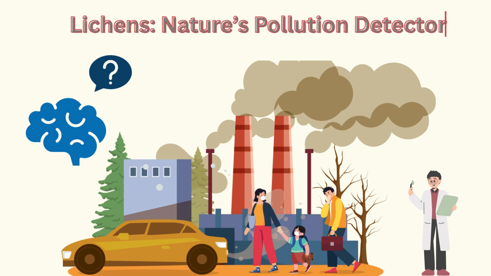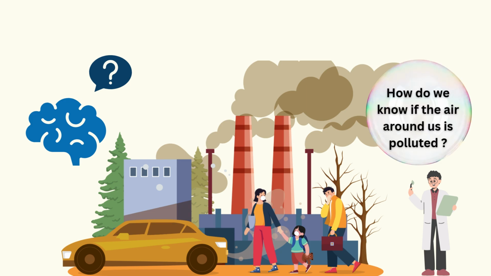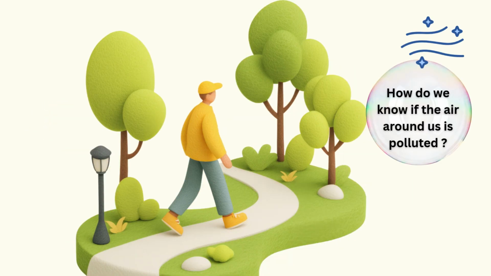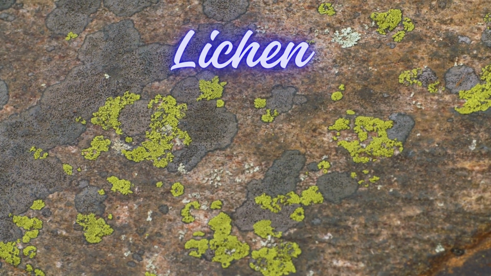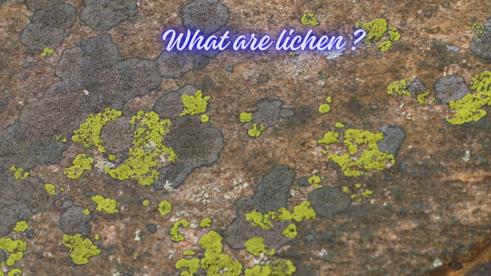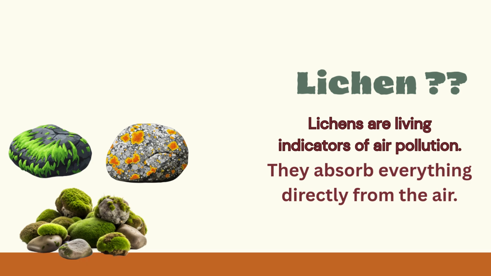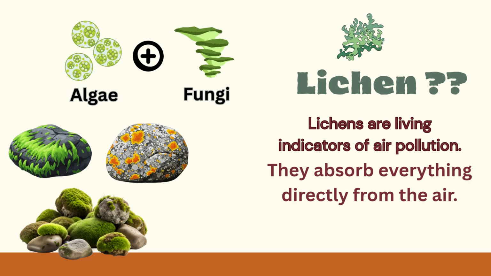But here's an interesting question. How do we know if the air around us is polluted? Well, nature has given us some amazing indicators. The most fascinating one is something called lichens. So, what are lichens? Lichens are composite organisms made up of two living things, algae and fungi, living together. They are extremely sensitive to air pollution.